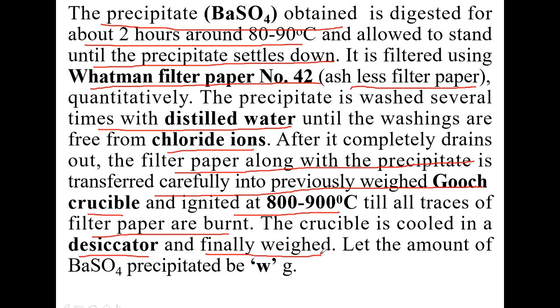The Gooch crucible is finally weighed along with the precipitate, and let the amount of barium sulfate precipitate be W gram. Initially we weighed the empty Gooch crucible along with the lid, let that first weight be W1. Later with the precipitate, the second weight be W2. The difference between the two readings, W2 minus W1, gives the precipitate weight, that is W gram.